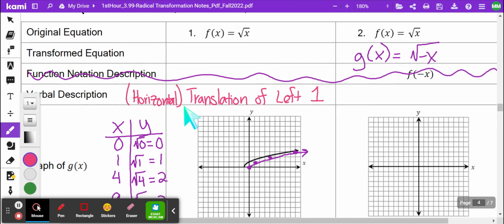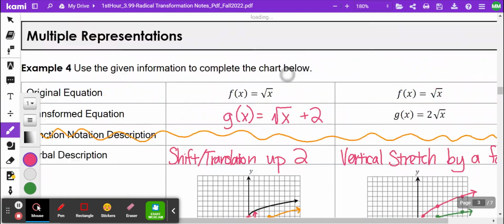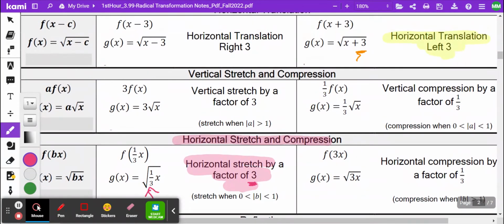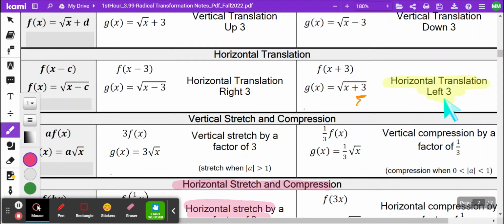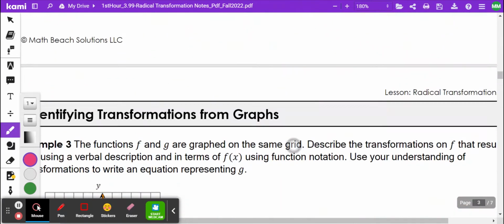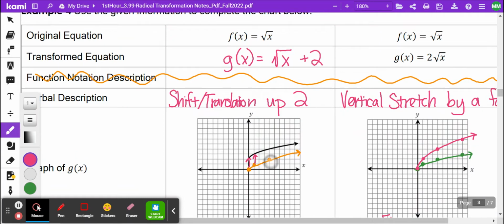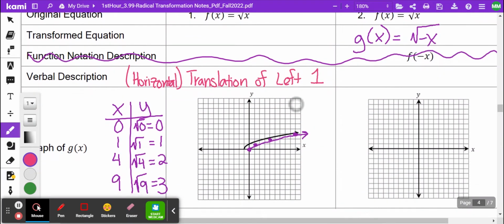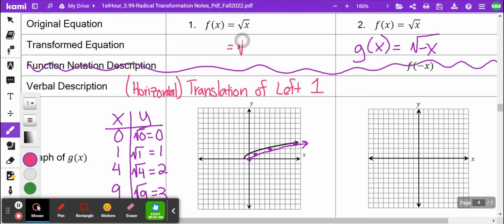You don't need to write horizontal. We know that if you go to the left or to the right, that's horizontal. So the only other thing that we want to do is then write what the transformed equation would be. And if you use your table, you'll see that if it's a left translation, we put how far it went left inside the square root. So I'm going to have the plus 1 inside the square root. And because it's the transformed equation, we're going to write it as g of x.